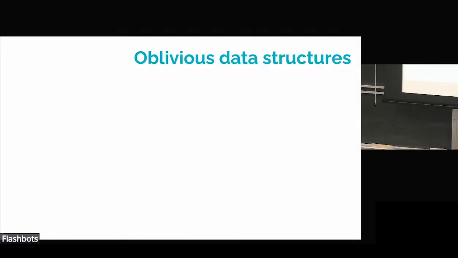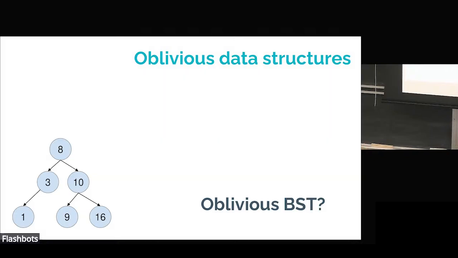Okay, so finally, I want to give you another example of programming abstraction. For this, I want to illustrate the algorithmic idea first, and then I will tell you how it generalizes to programming abstraction. So it's oblivious data structures. Data structures are used everywhere, right? There are lots of data structures. So let's imagine we have a simple binary search tree, and we want to make an oblivious binary search tree.